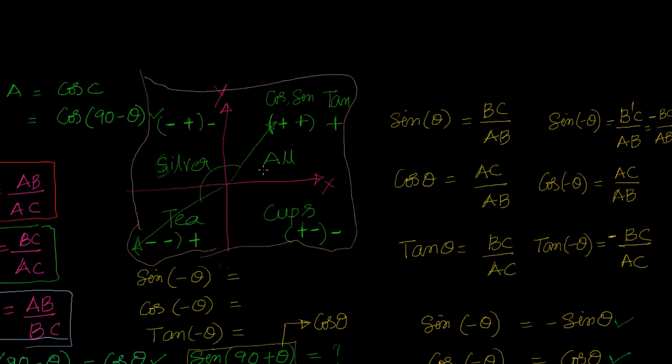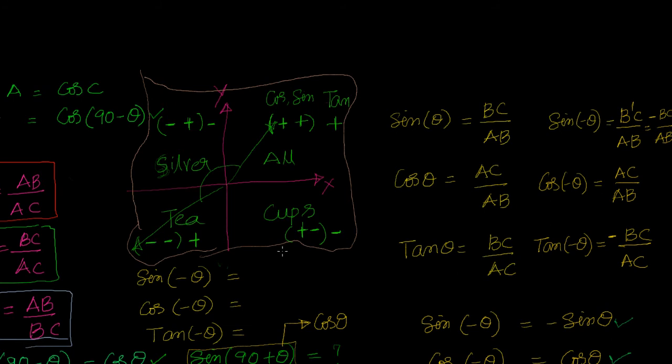So in the first quadrant, all sine, cos, tan, everything is positive. In the second, only sine and cosecant are positive. In the third, T, only tan and cot are positive, remaining all are negative. In the fourth, Cups, only cos is positive, remaining all are negative. This is pretty straightforward.